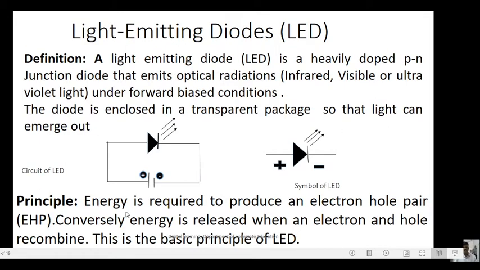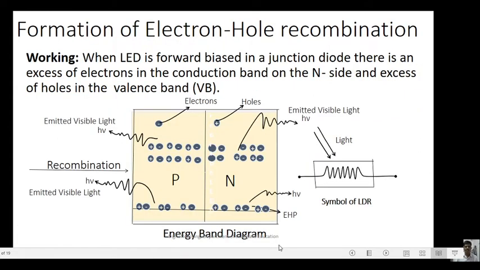Principle. Energy is acquired to produce an electron hole pair, abbreviated as EHP. Conversely, energy is released when an electron and hole recombine. This is the basic principle of LED. Formation of electron hole recombination.